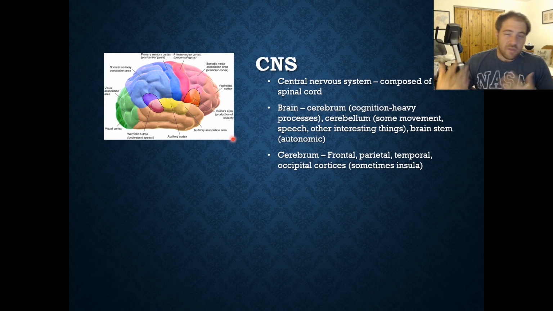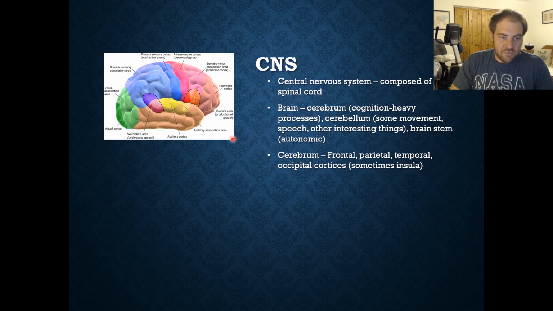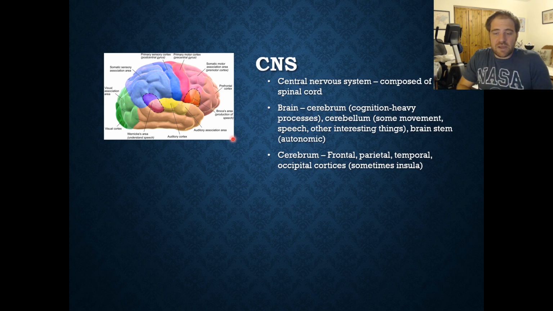Occipital is mostly vision. Frontal is a lot of our decision making and thinking processes, and then parietal is a lot of sensory integration. There's a lot of different things going on in the parietal lobe. There's a lot of different things going on in all of these lobes, but you can break it down to some very basic things at this point. For an intro class, you can break it down into those.